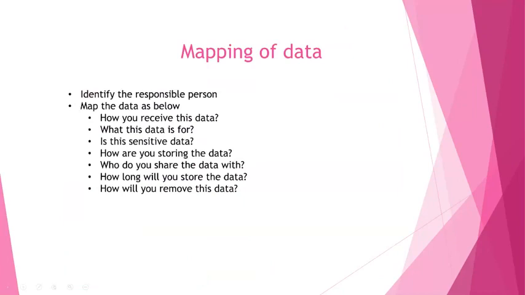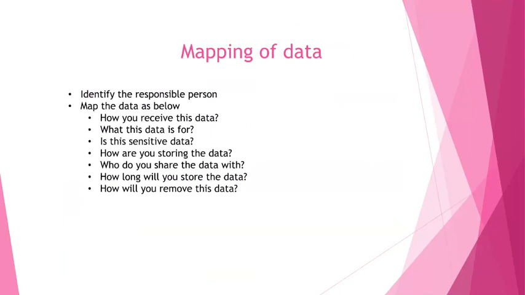So the mapping of data is one of the first steps, and it's actually one of the things that a lot of landlords miss, because as I said earlier, they will just go straight to producing a privacy policy without really understanding how they're collecting, using and storing data. So the first thing that GDPR requires you to do is identify the person responsible for collecting, storing and holding the data. Once you've done that, you need to map it out.